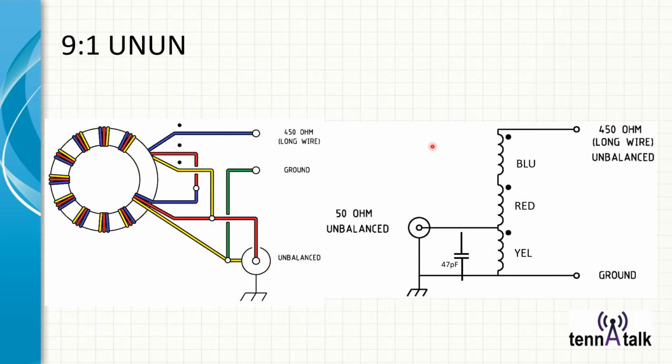Here's a 9-to-1 unun. Okay, again, one coil and then two more coils. The output is across all three coils. 3-to-1 in turns is 9, and the output is 450 ohms impedance.